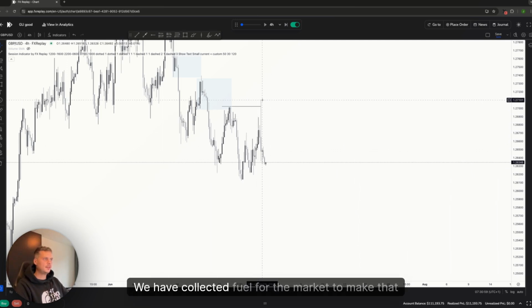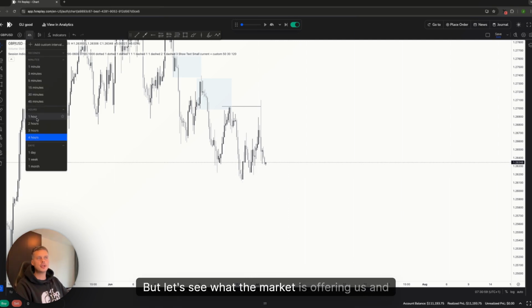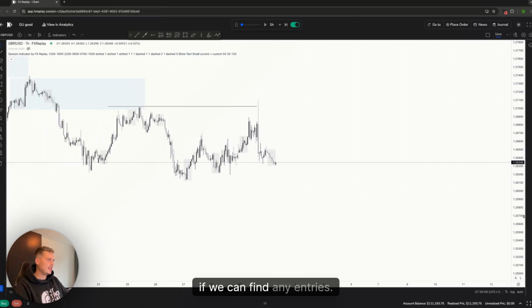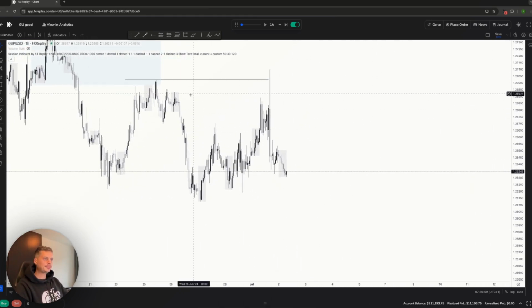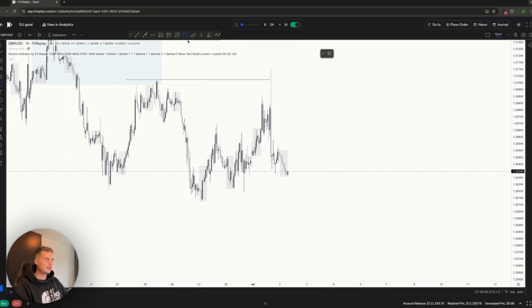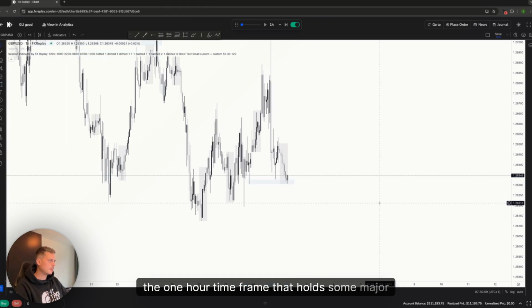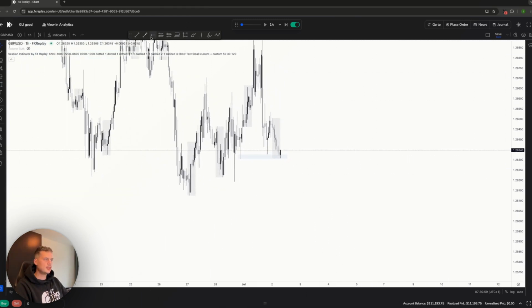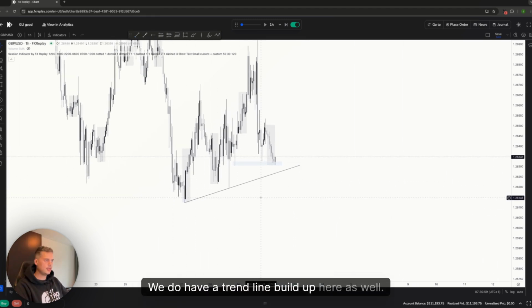Why? We have collected fuel for the market to make that major push towards the downside. But let's see what the market is offering us and if we can find any entries. All right. We do have a wick over here, a wick over there, so there might be a support area over here, which could be interesting, definitely, because it's on the 1-hour time frame that holds some major significance. Do we have a trend line build up as well? We do have a trend line build up here as well.